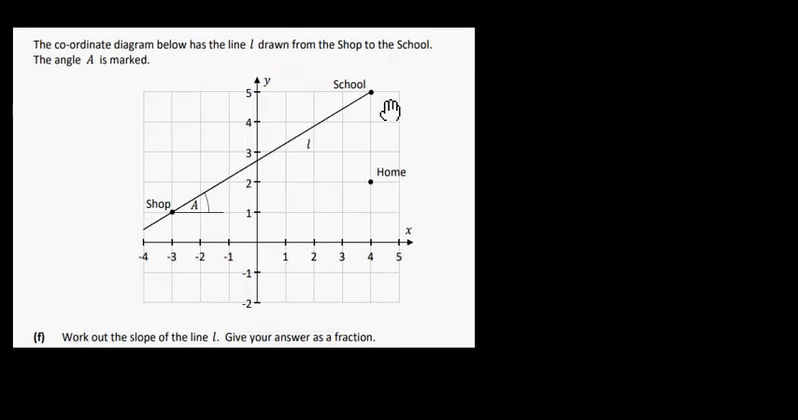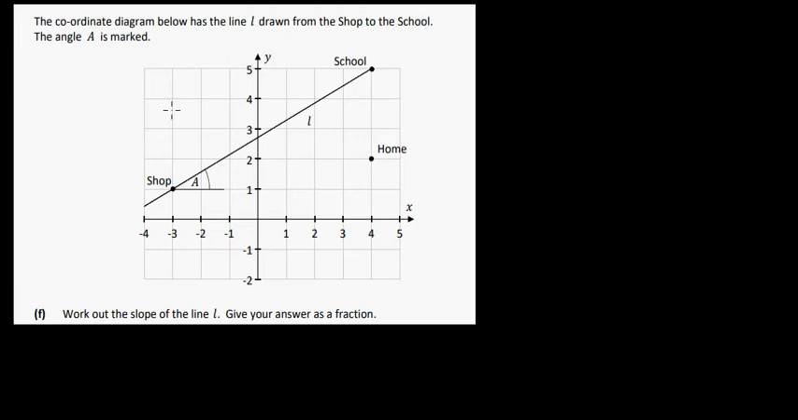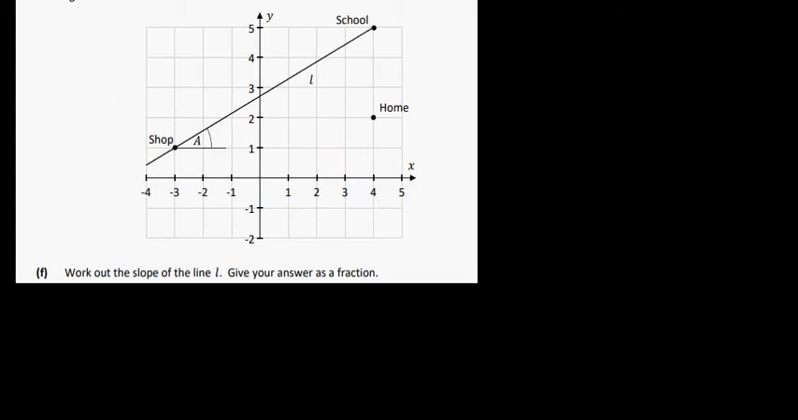Okay, let's have a look at the next part here. We have the coordinate diagram below, which has the line L drawn from the shop to the school. The angle A is marked, so we have an angle A here. We have the shop, the school, we have home here, the library is here somewhere, but we have this angle A marked. Work out the slope of the line L. Give your answer as a fraction. So you've got to work out the slope of this line here.